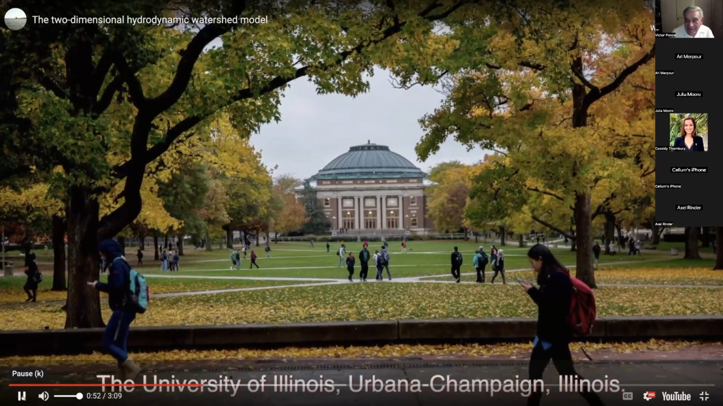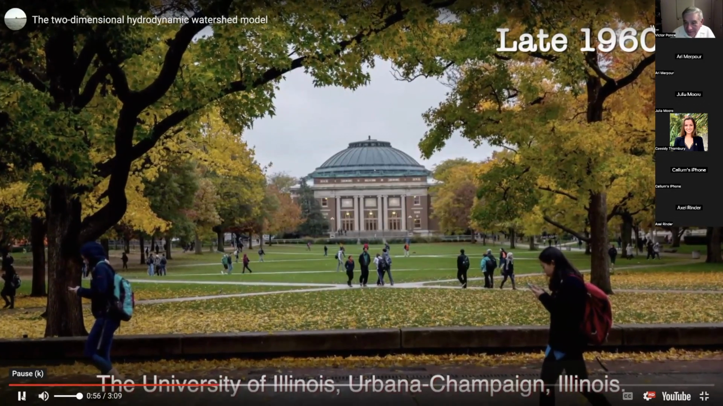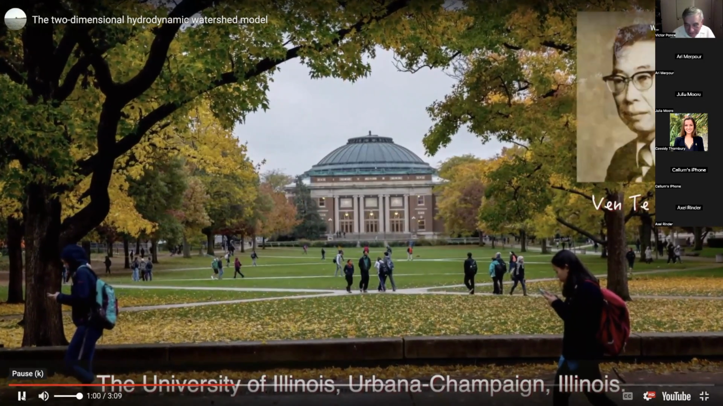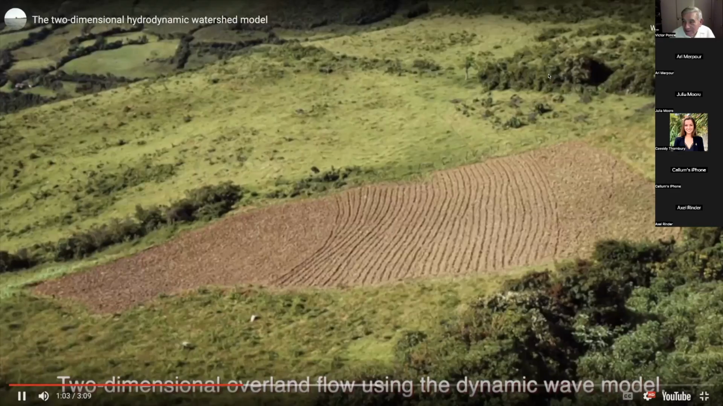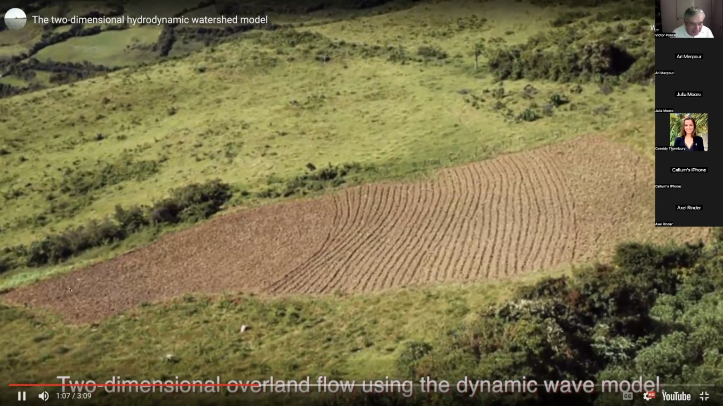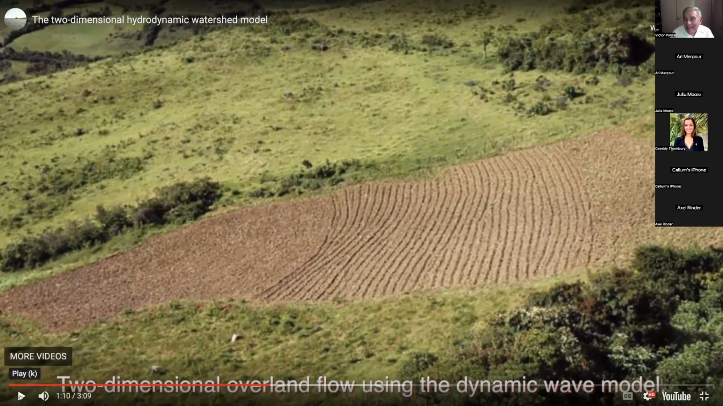Ben-Zvi had a pleasant demeanor. He confirmed that in the late 1960s, he had completed a PhD at the University of Illinois under the supervision of Professor Ven T. Chow. His thesis dealt with the application of the dynamic wave to overland flow in a two-dimensional context. That's it. That is a mouthful.